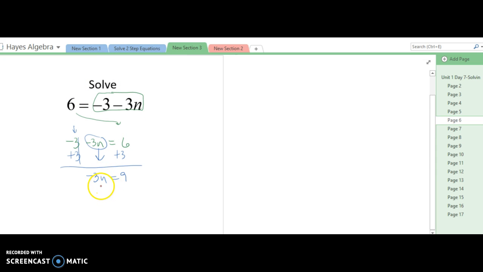Now, how do I get rid of this negative 3? Since it's linked by multiplication, I divide, and I get n equals negative 3.